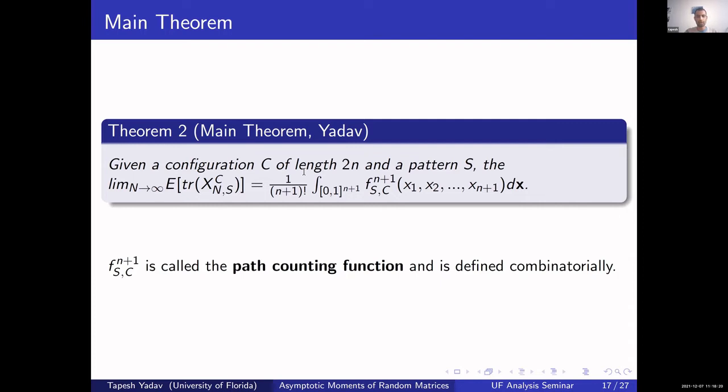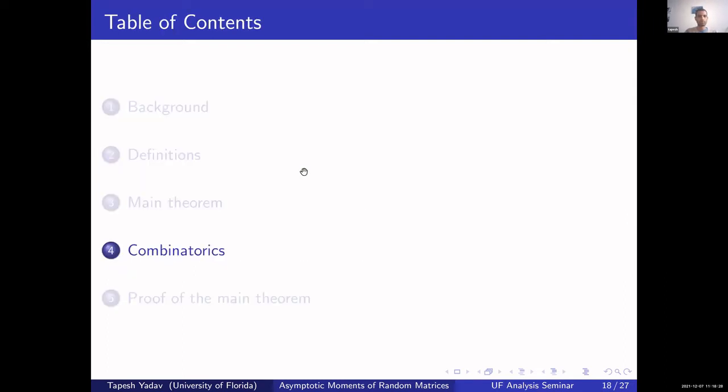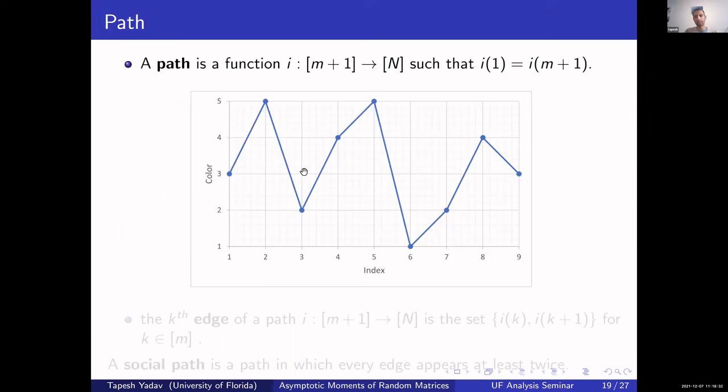f_{S,C,n+1} is called the path counting function and is defined combinatorially. So let's jump to some combinatorics. A path is a function i from [m+1] to [n], such that i(1) equals i(m+1), which says the endpoints should have the same value. So the graph here shows the graph of a path.